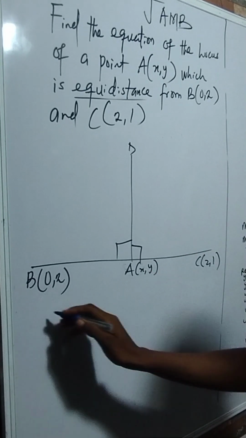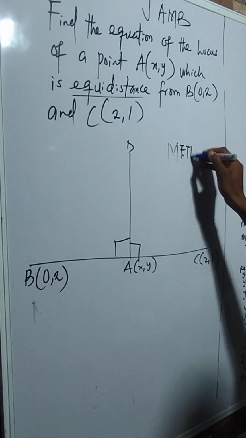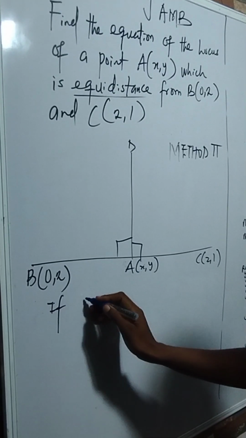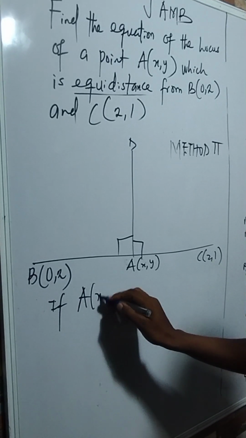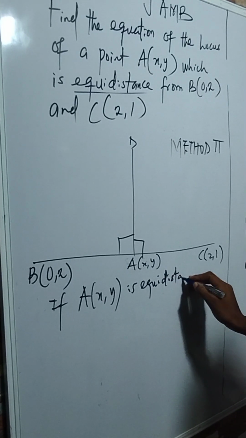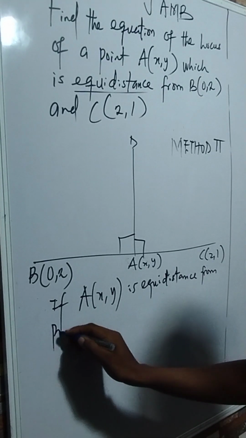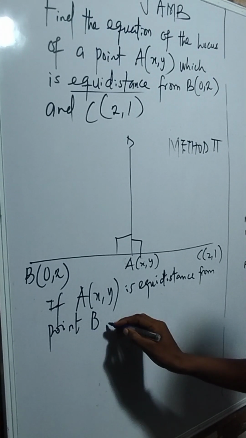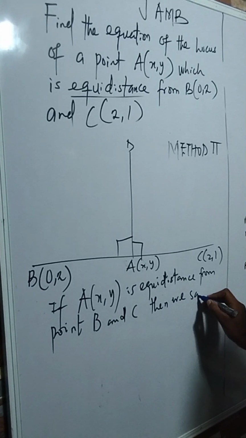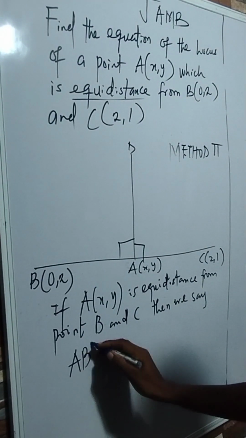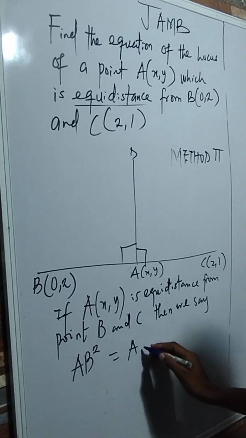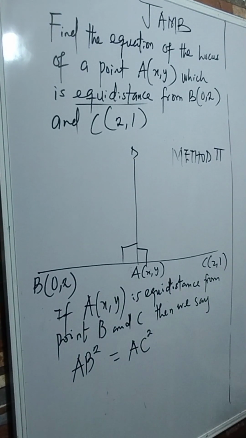So for method 2, we can as well say that if A of x comma y is equidistant from point B and C, then we say AB square is equal to AC square.